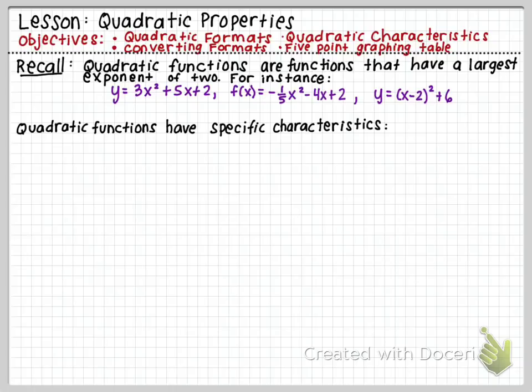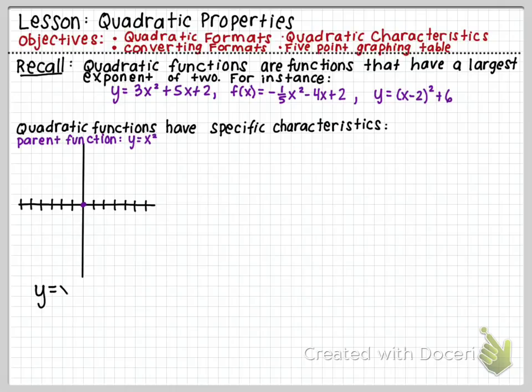All right, so quadratic functions have specific characteristics. So the parent function of any quadratic function, remember the parent function is the simplest form of a function. It can't get any simpler for a quadratic than y equals x squared. Let me show you how to graph y equals x squared. So watch up on the screen, y equals x squared.